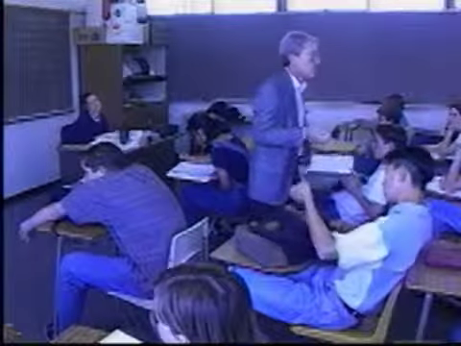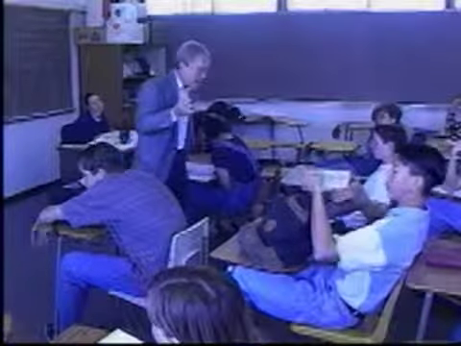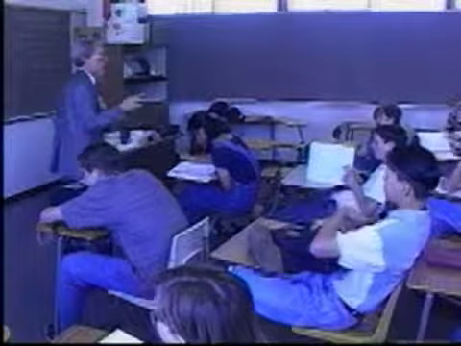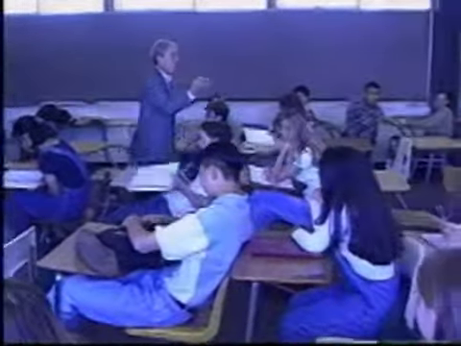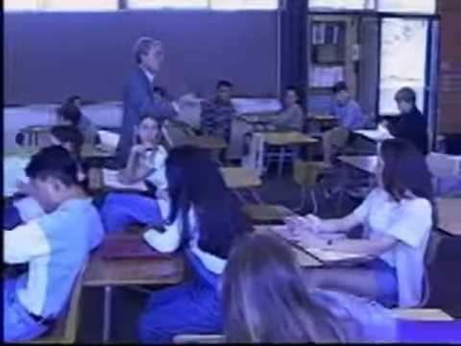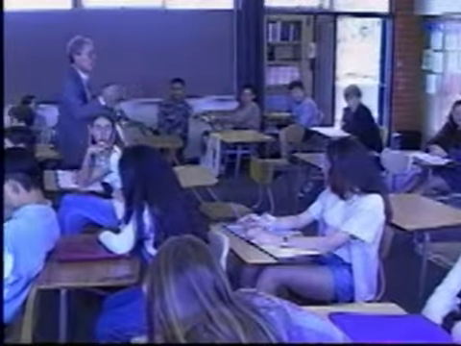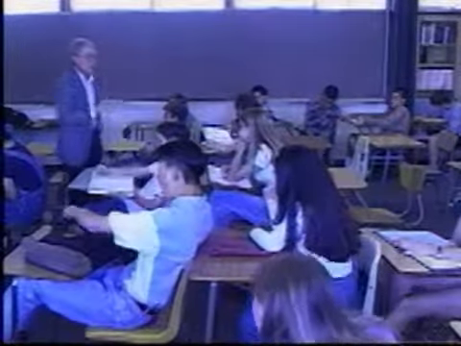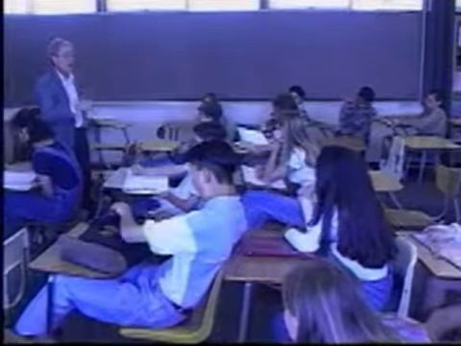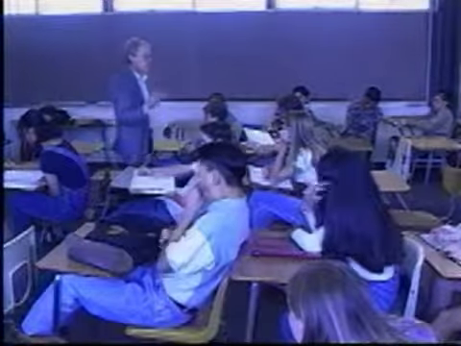Okay? Claudia, two supplementary angles add up to how many degrees? 180. How can you remember supplementary and complementary and what they add up to? Veronica? Because C comes before S in the alphabet, and 90 comes before 180 in numbers. Complementary 90, supplementary 180.